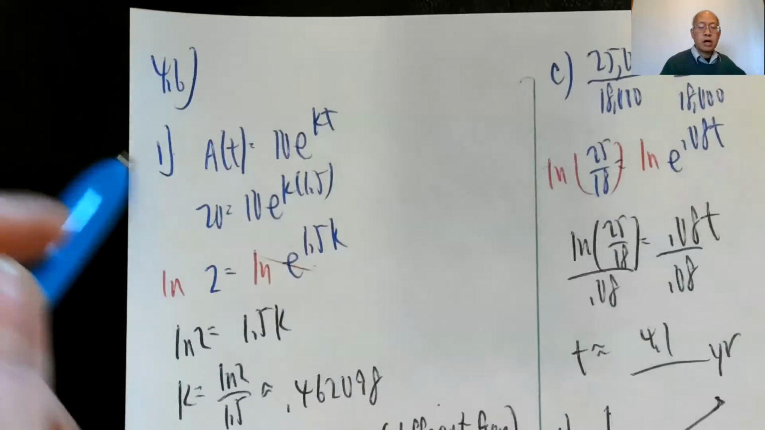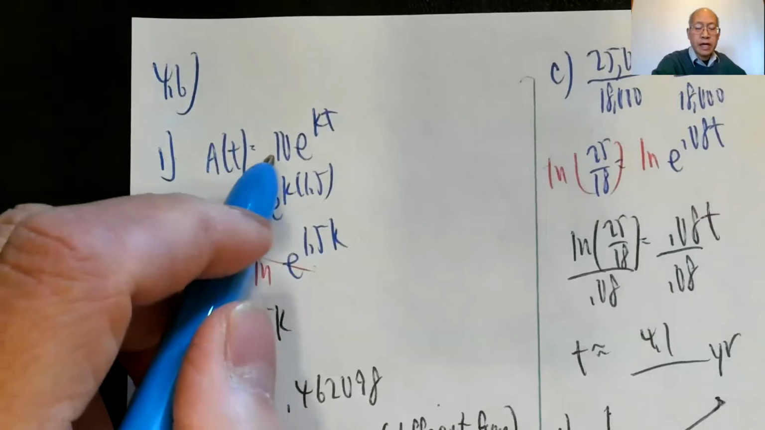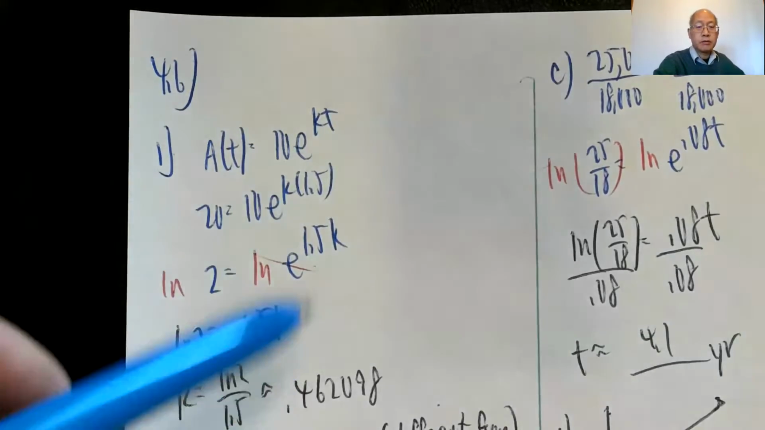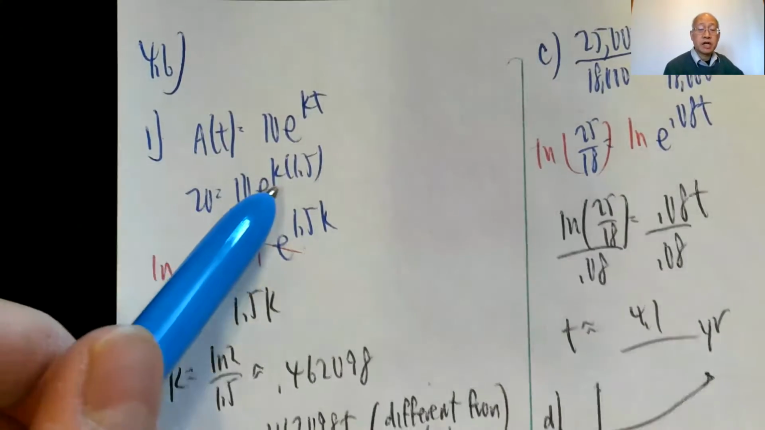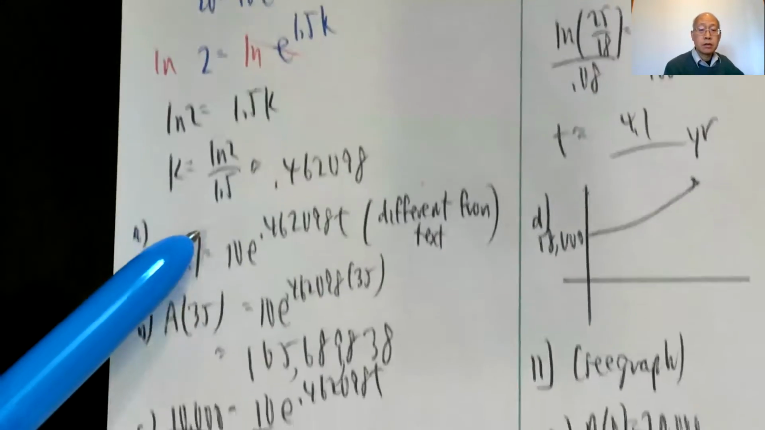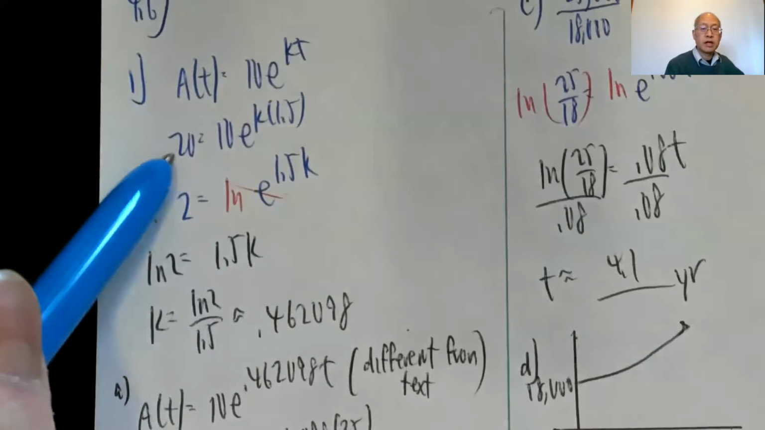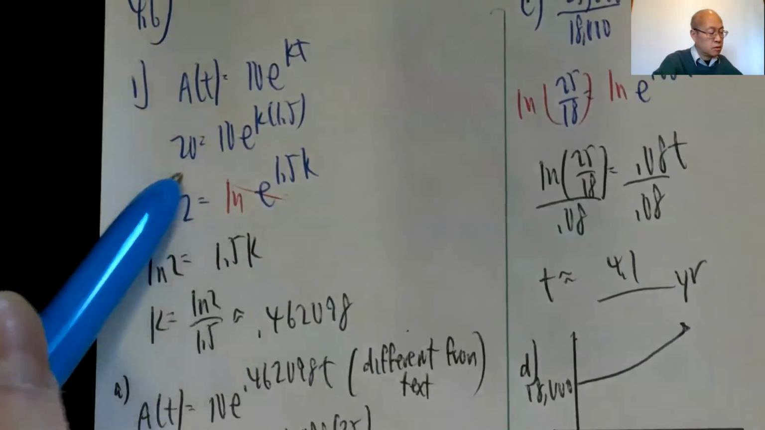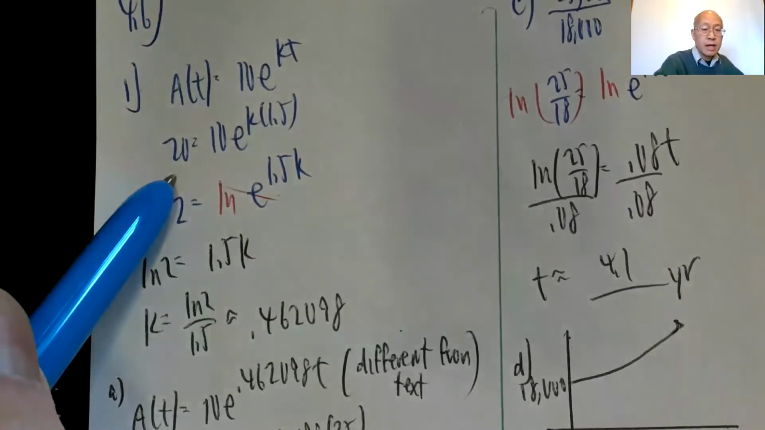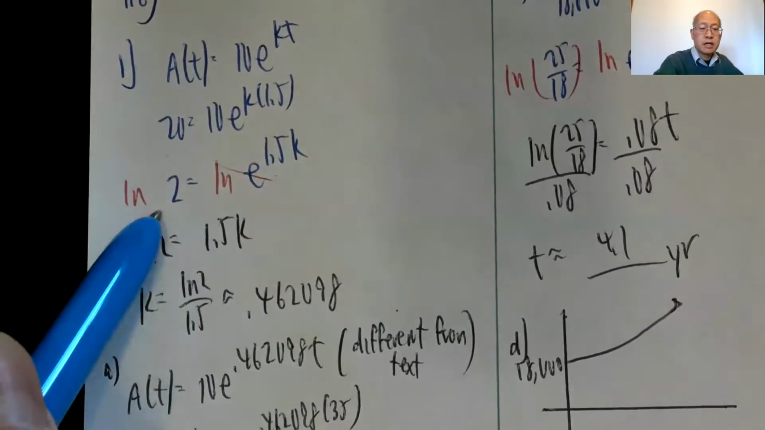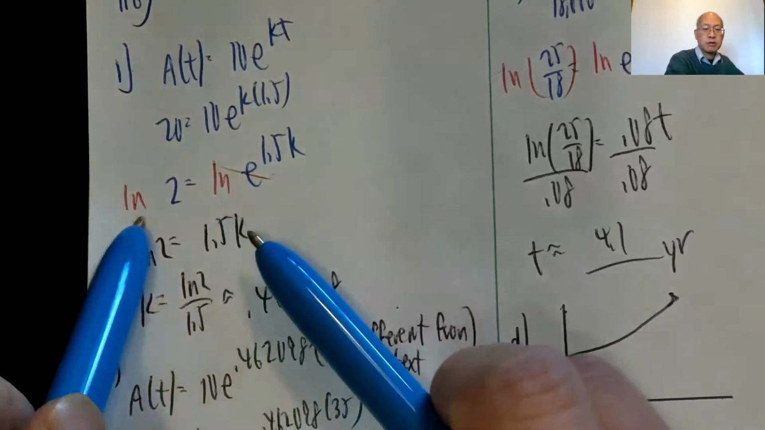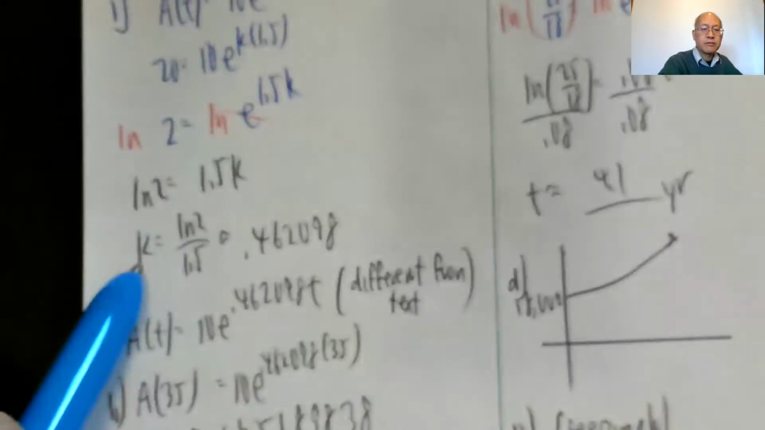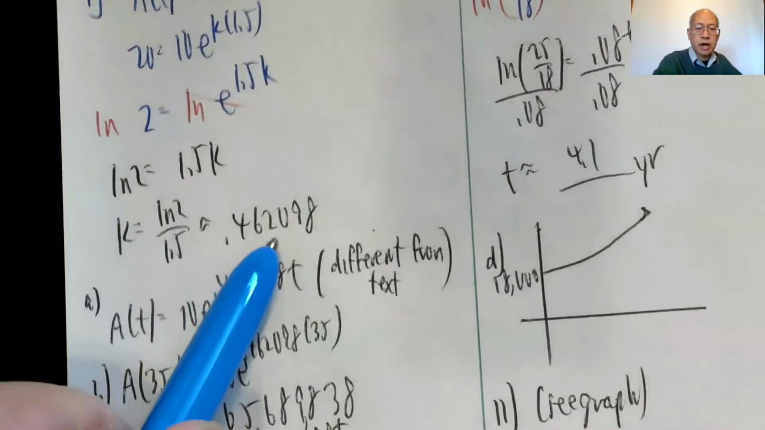Number 1. I'm going to be using A of t for amount equals A0 e to the kt. They told me the initial amount was 10, so the initial amount goes there. After a time of 1.5 hours, we will plug in 20, double. Divide by 10, which gives me 2 equals e to the 1.5k. Take the natural log of both sides. These cancel out. ln 2 is 1.5k. Divide by 1.5, and k is about 0.462098.